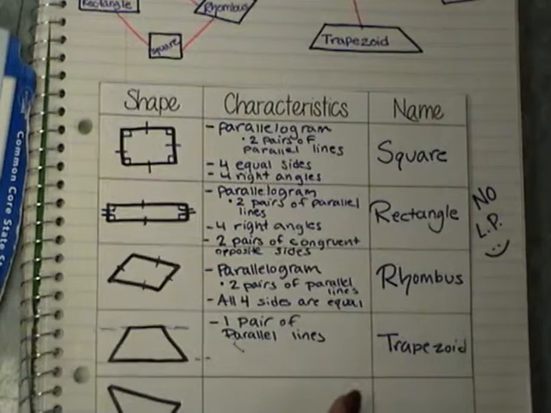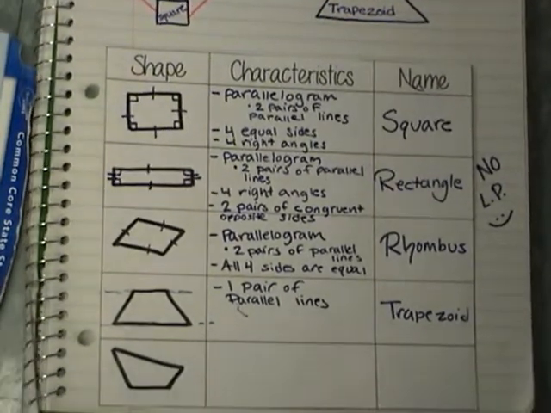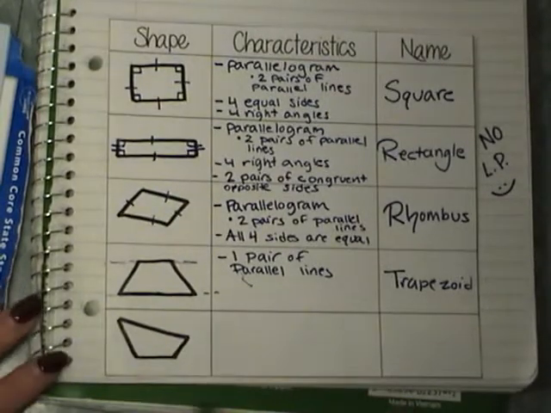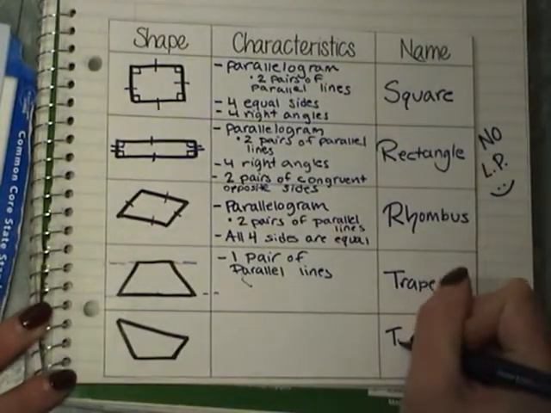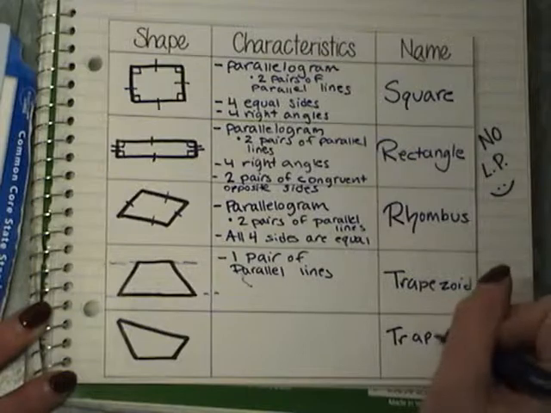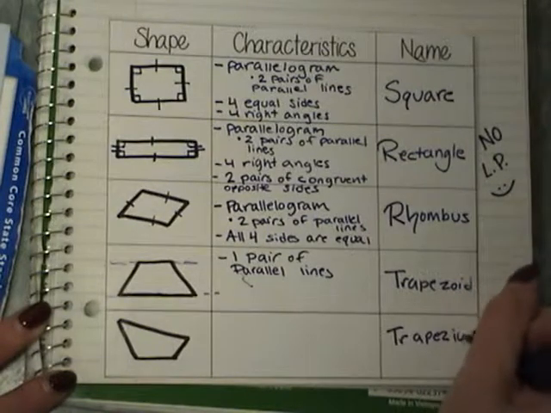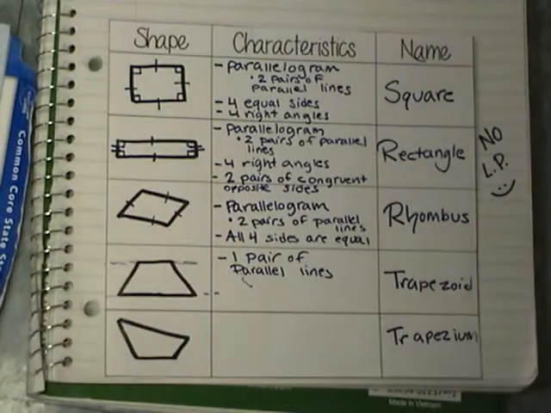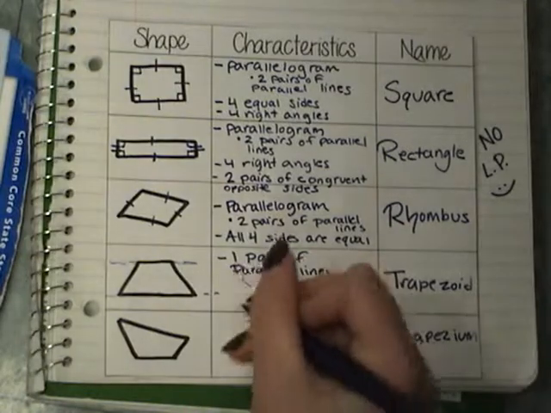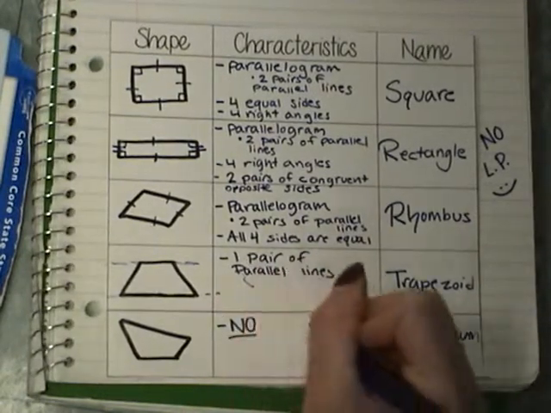A trapezium is our last one. Okay, and if you want to spell that, that is T-R-A-P-E-Z-I-U-M. Trapezium. And this shape, if you look at it, it does have four sides, because we know it's a quadrilateral, but the characteristic of a trapezium is no parallel lines at all. No parallel lines.